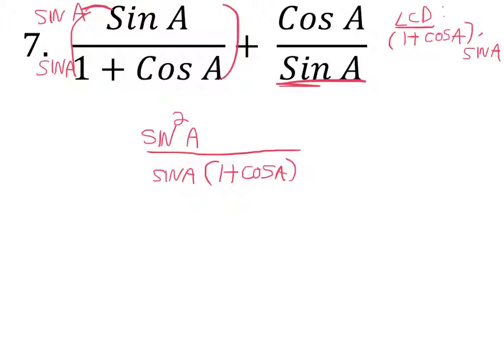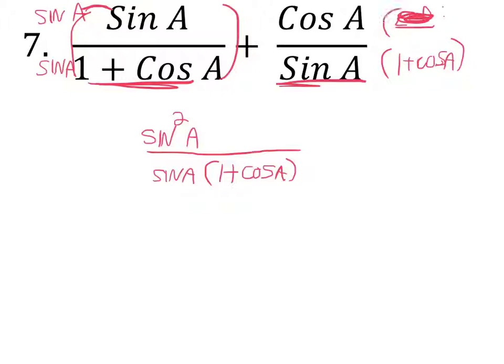Now this second fraction, let me get rid of this so we have some space. I can't get rid of the LCD. Okay, this second fraction I'm going to have to multiply by this factor. So I multiply the bottom by 1 plus cosine of A, and I multiply the top also by 1 plus cosine of A.